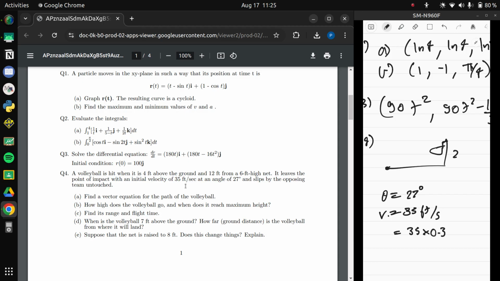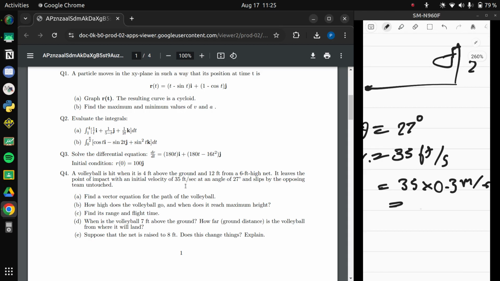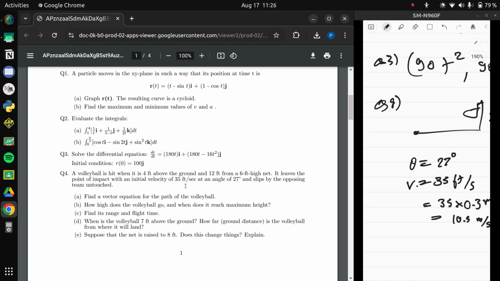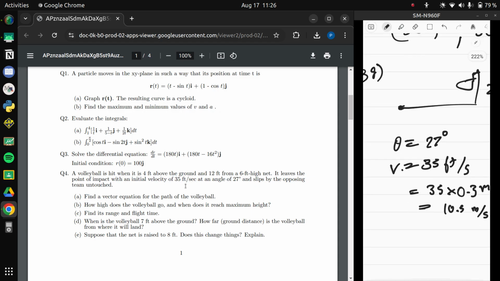It's 30 centimeters, right? I don't remember. I think it was 30 centimeters. So it's just this many meters per second, 35 times 0.3 is 10.5 meters per second. That is our velocity. Now find the vector equation for the path, the parameterized equation, I suppose.